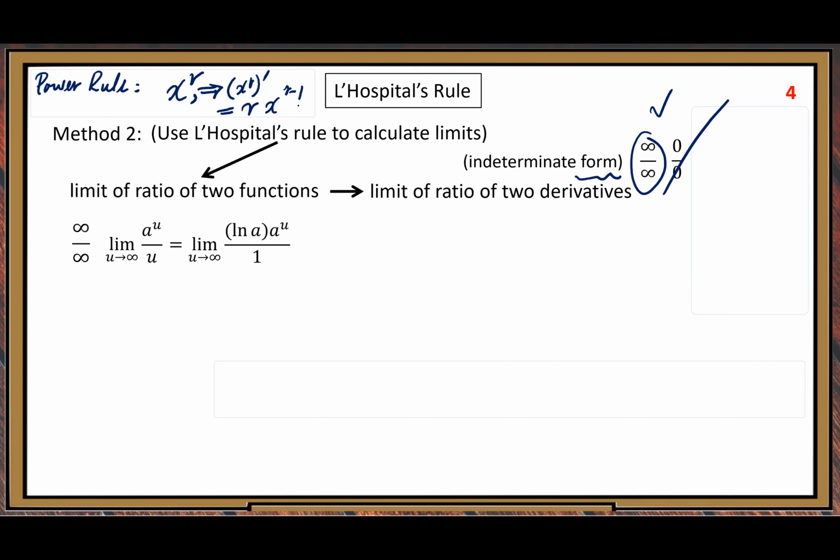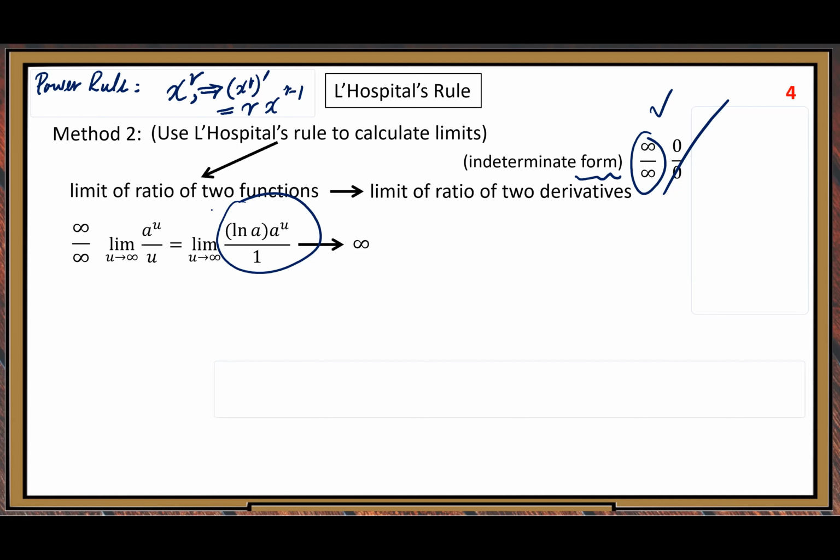We treat u as x, the variable u. By the power rule, that's 1. Now in this ratio, the denominator is 1 and the numerator goes to infinity, right? So by L'Hopital's rule, you get the answer infinity.